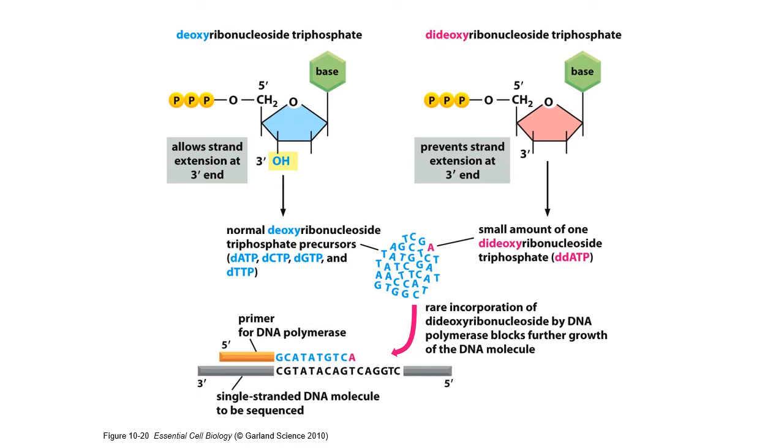Okay, so as always, we will have a template shown on the bottom of the slide, and we will have a primer that specifically binds to that template such that it can then be used to extend across the template to determine the sequence. This type of reaction is going to involve a mixture of regular nucleotides plus a small amount of the dideoxynucleotides.